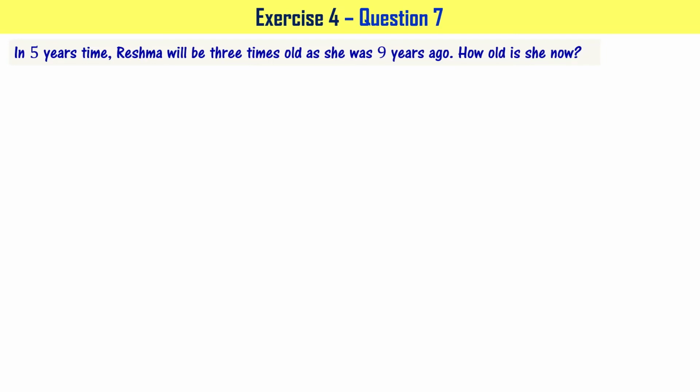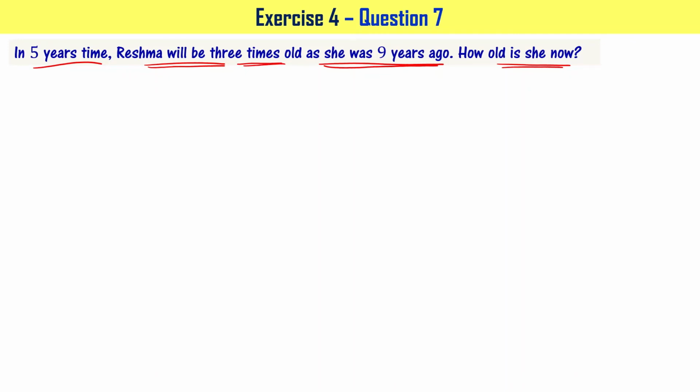You see, the present age of Reshma is what we have to find, right? The problem statement has two ages given. In 5 years' time, Reshma will be 3 times older, 3 times old as she was 9 years ago. What is the age of Reshma 9 years ago? And what is the age of Reshma after 5 years? Right? There is a relation that is given.